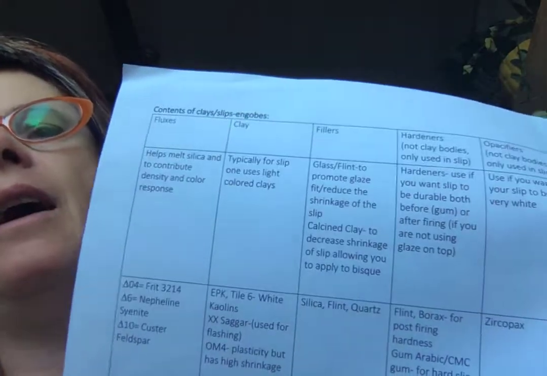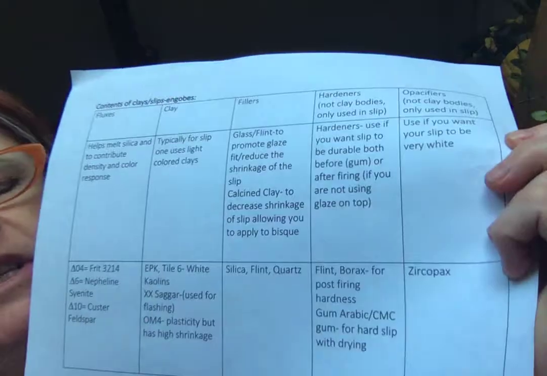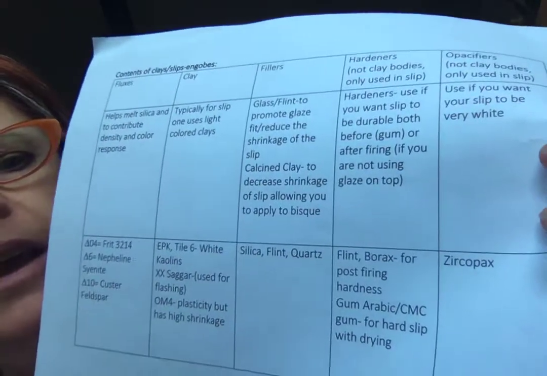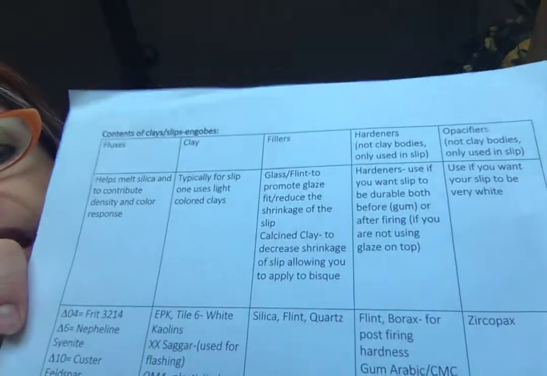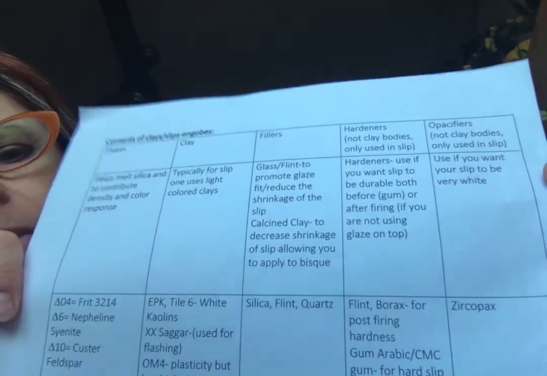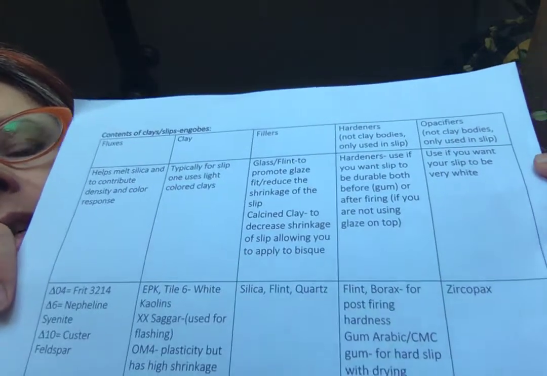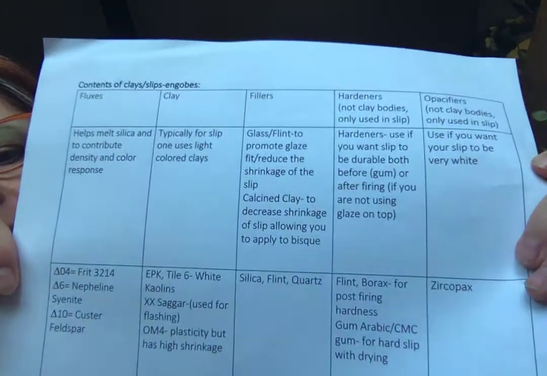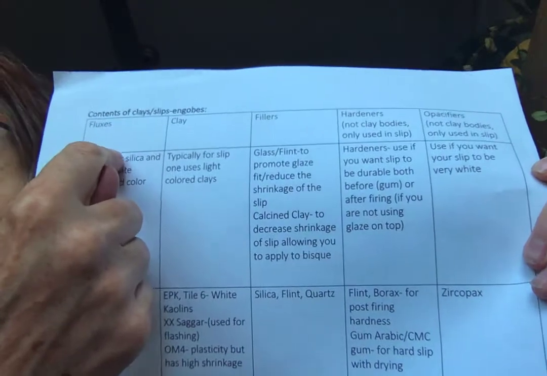And so I have a chart here to show different components of a slip. These materials, which are in your lab assignment to be found on Canvas, basically give you a chart that should allow you to design the slip that you're going to test for your lab assignment. So the first column are fluxes.